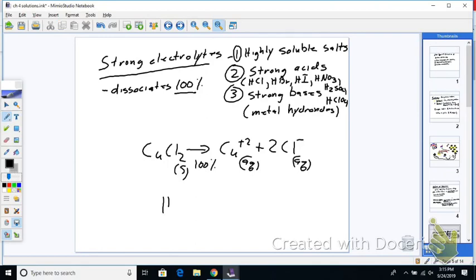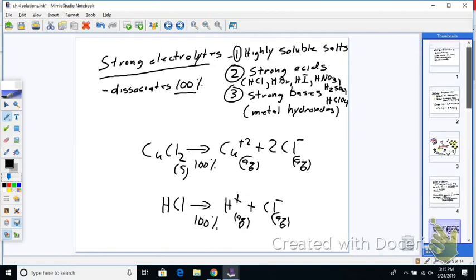HCl was another one I did. I had HCl, and then it'll break apart into H plus and Cl minus, and it'll be aqueous. And it breaks apart 100%. So that's what that means. Now let's take a look at weak electrolytes. That's the next thing I'll give you, and then we'll take a look at those to see what they'll do.